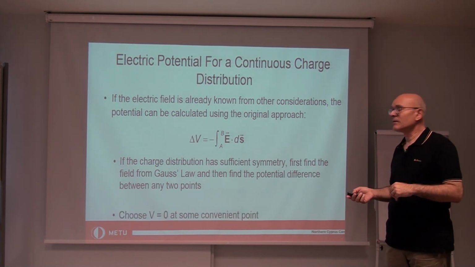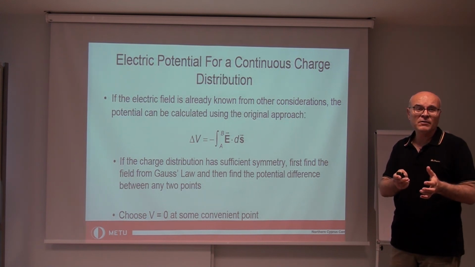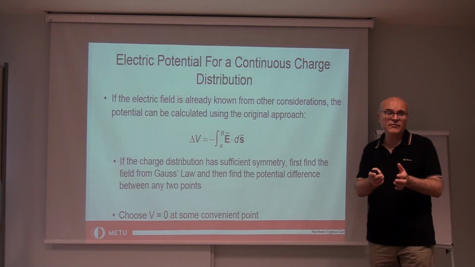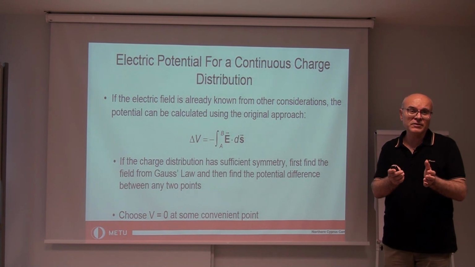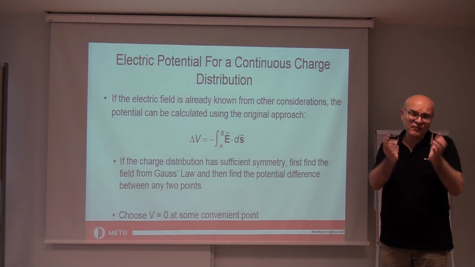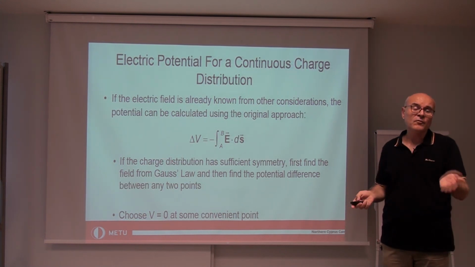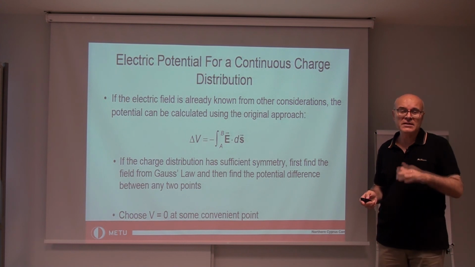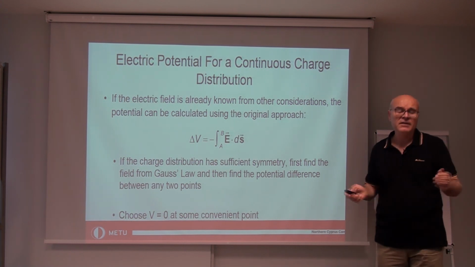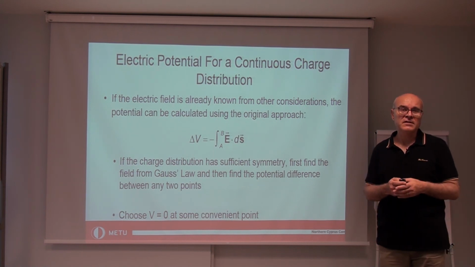So this is an alternative approach to finding the electric potential for a continuous charge distribution when you have a high degree of symmetry that enables you to find the electric field. So you just integrate the electric field, from which you can find the potential. As I mentioned, the main application of this is in the case of capacitors, and we will discuss examples later.